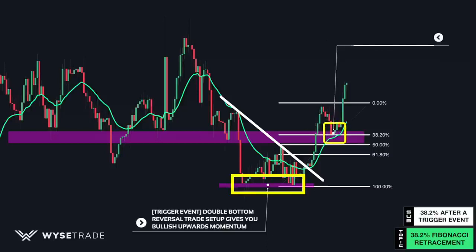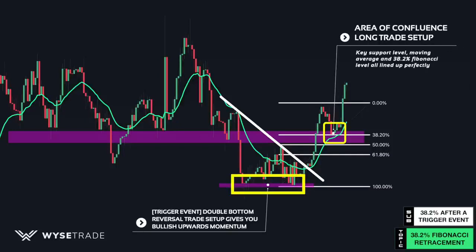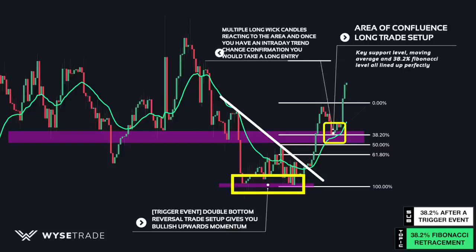This here is then where your area of confluence trade setup resides, because the very key support level with multiple reversal points, moving average, and 38.2% Fibonacci level all lined up perfectly. As price reached the area, you had multiple candles with the wicks sticking out, showing a reaction, and once you had an intraday trend change confirmation, you would look for long entry points.